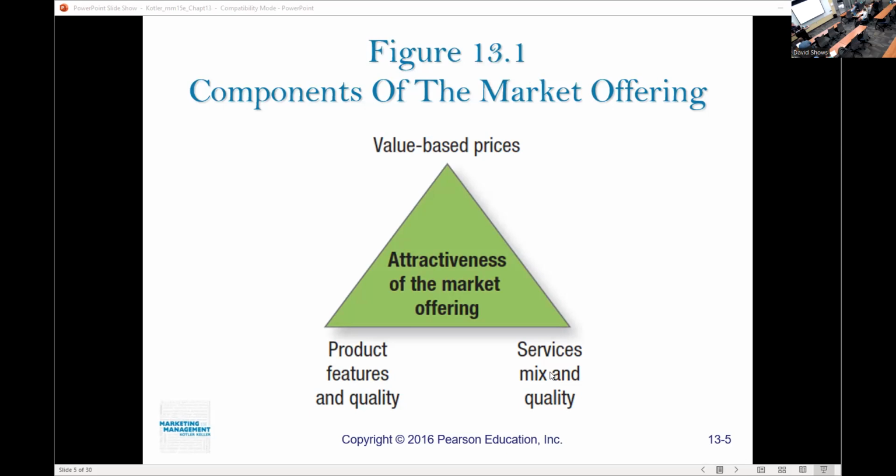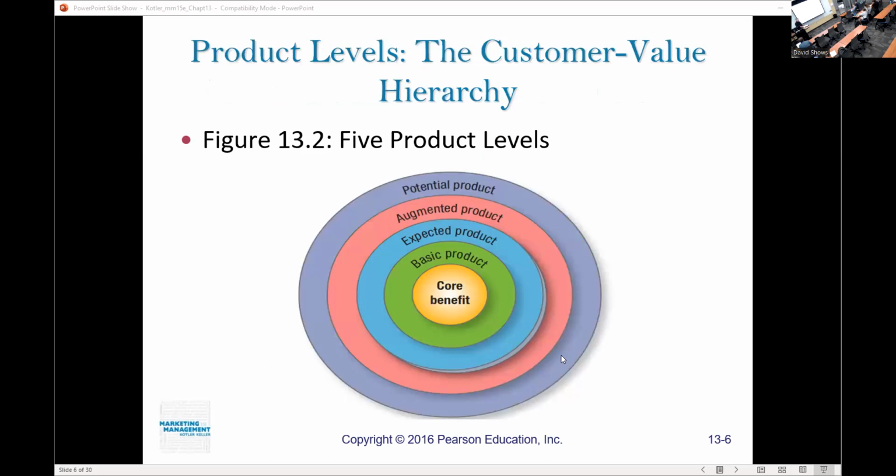Now, if a product is there to satisfy a need or a want, we must consider that it's the need or want that is satisfied that makes a product acceptable. And so what we have to do is look at what's called the customer value hierarchy, that determines the layers of a given product.